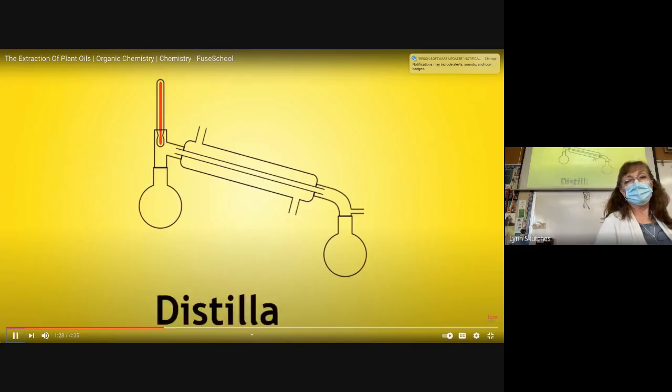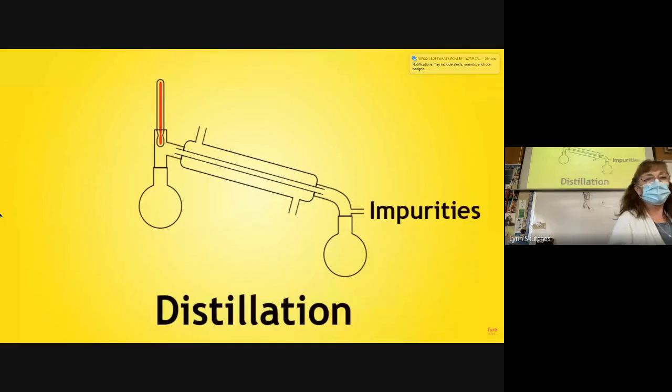The solvent is removed via distillation. Most impurities are also removed during this process. This method is used for oils that are more difficult to extract from their respective plants.